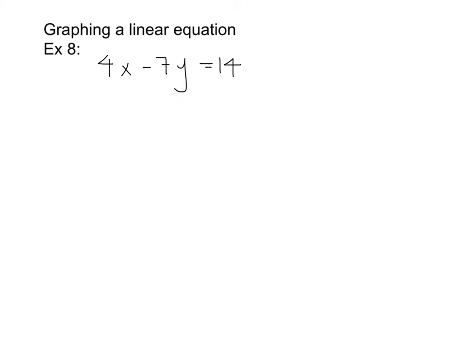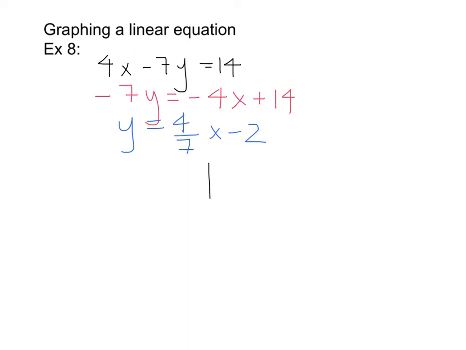Okay, in example 8, we are actually going to graph our linear equations. So if you notice in this equation, it is not in my slope-intercept form. So we are going to continue to practice that. So I need to move my positive 4x to the other side. So that means I'm going to subtract it. And then I need to get rid of my negative 7, so that gives me y equals a negative and a negative make a positive 4/7 x, and then 14 divided by negative 7 is negative 2.